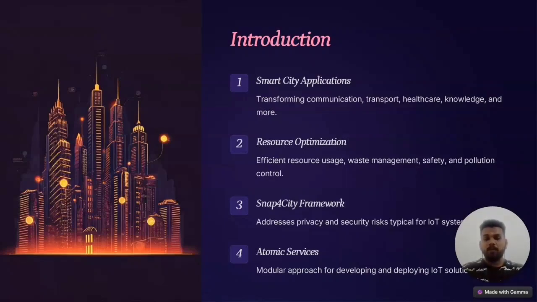As for the Snap4City framework, it is designed to address the privacy and security concerns that are inherent in IoT systems. So this framework provides a robust solution for protecting sensitive data and ensuring the integrity of smart city applications. As for the last one, atomic services. Atomic services are modular components that can be used to develop and deploy IoT solutions. And this modular approach offers flexibility, scalability, and reusability, making it easier to create and maintain complex smart city systems.